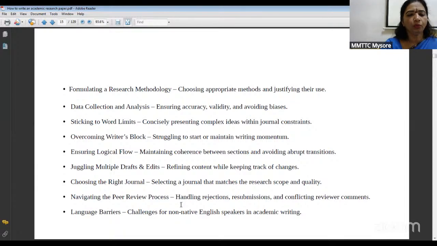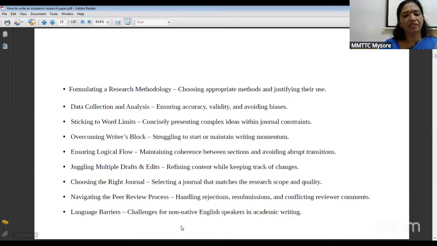Navigating the peer review process. You have to handle rejections. Submitting doesn't guarantee acceptance of your paper. Many times you will have many rejections. You should accept the rejections, see what the reasons are for rejecting the paper, and then correct your mistakes. Resubmit it again. You should try until your paper gets accepted.